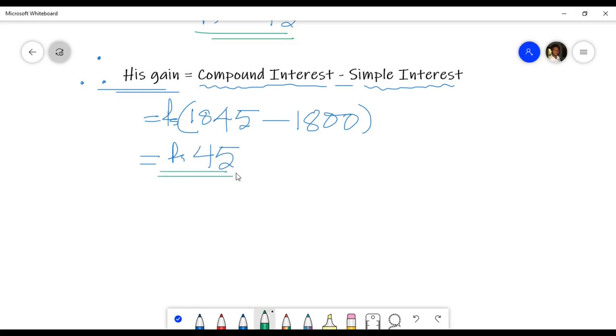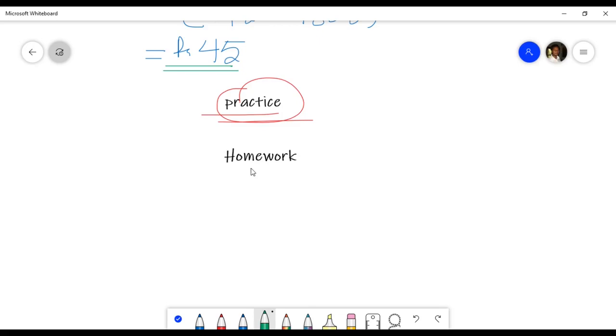I hope you have understood this. See through the video again if you have not understood and keep practicing. And I'm leaving a homework so that you can do this and complete it.